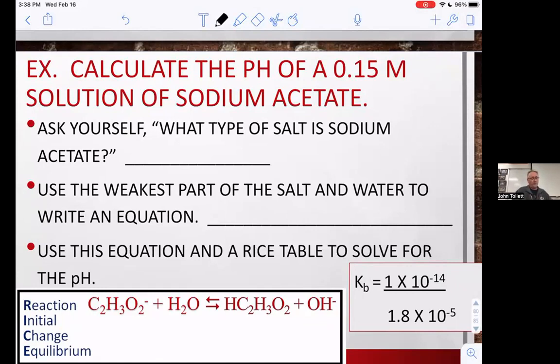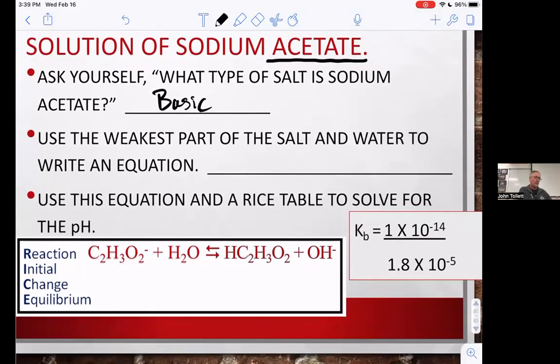Well, what type of salt is sodium acetate? Acidic, basic, or neutral? I could use my parent thing to figure this out. Sodium comes from sodium hydroxide. That's a strong base, so this would be a basic salt. To prove it, though, I've got to take the weak part, which is going to be the acetate, and add it to water and predict what happens as a result. So use the weakest part of the salt and water to write an equation.